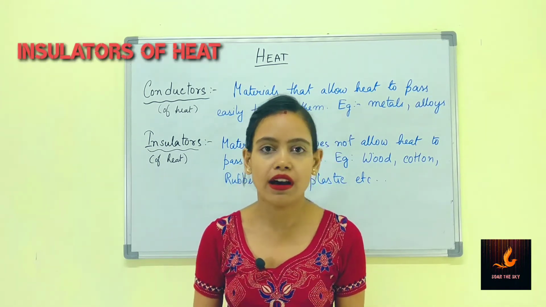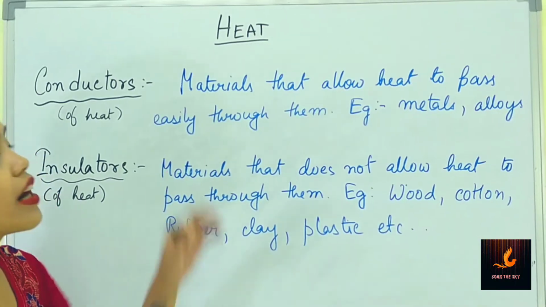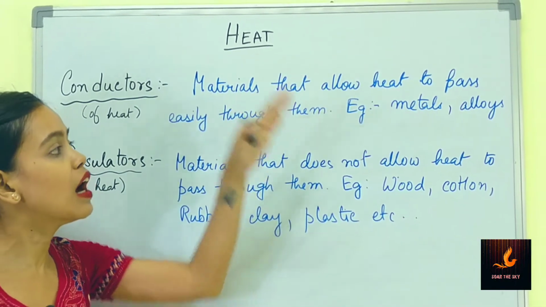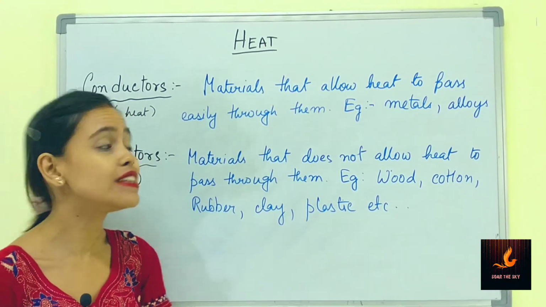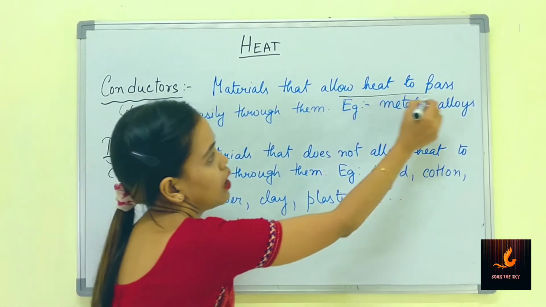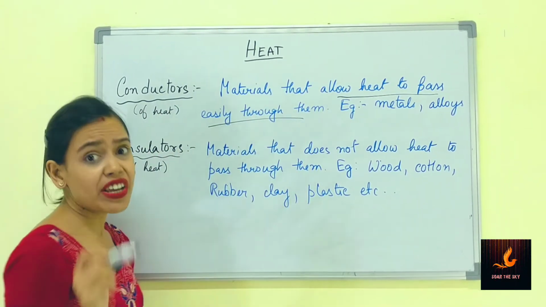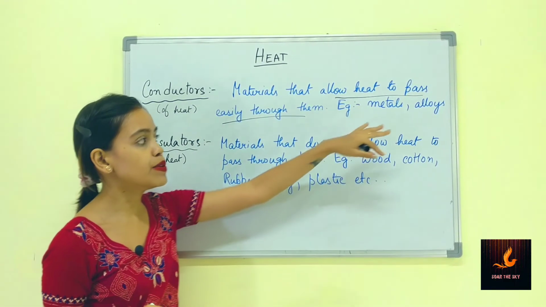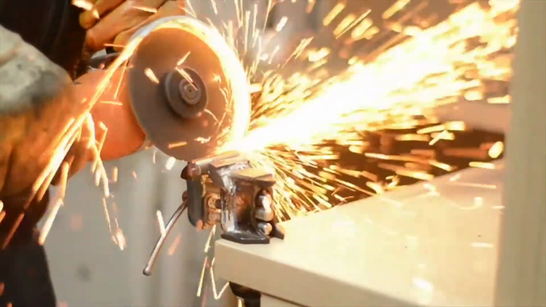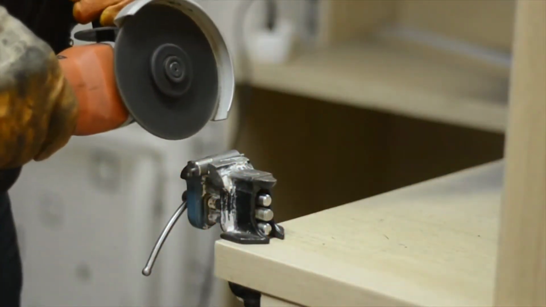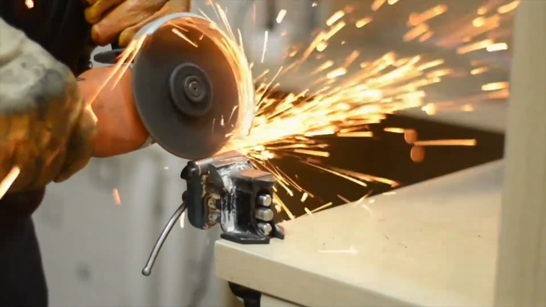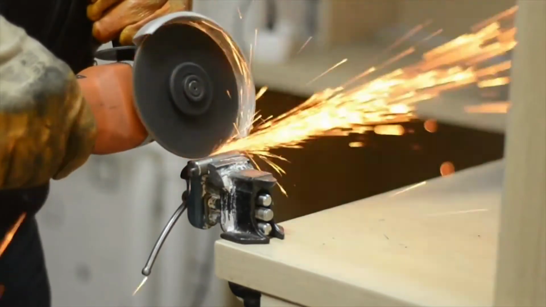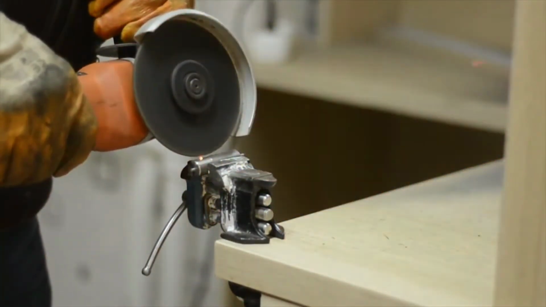Let's see what they are. The conductors of heat are those materials that allow heat to pass very easily through them. The materials that allow heat to pass very easily through them are called the conductors of heat. The examples would be any metal or any alloy. They are very good conductors of heat. The properties inside them are such that they allow heat to pass very easily through them.